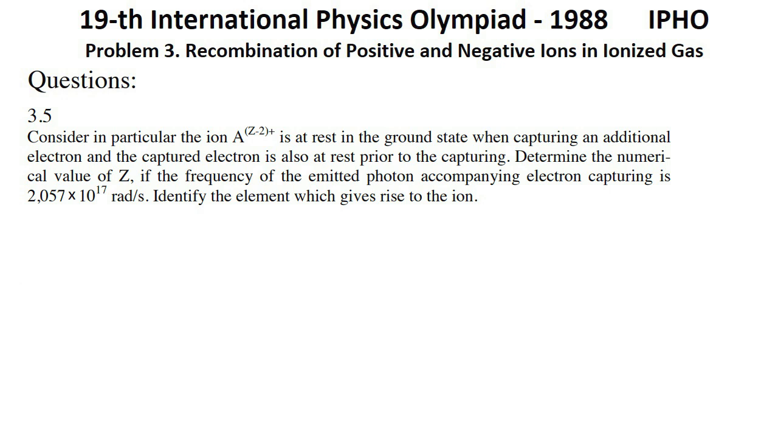Question 5. Consider in particular the ion A^(Z-2)+ is at rest in the ground state when capturing an additional electron, and the captured electron is also at rest prior to the capturing. Determine the numerical value of Z if the frequency of the emitted photon accompanying electron capturing is 2.057 multiplied by 10^17 radians per second. Identify the element which gives rise to the ion.